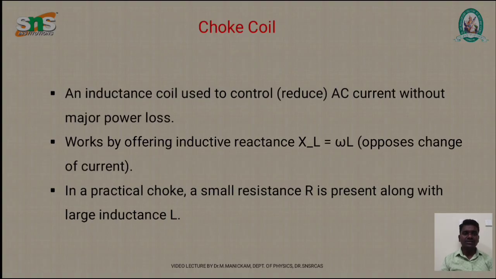A choke coil is an inductance coil which is used to control or reduce the AC current without major power loss. This is the main advantage. It works by offering inductive reactance XL, equal to omega L, which opposes the change of current. This is the working principle of the choke coil. In a practical choke, a small resistance R is present along with the large inductance L. The shape of the choke coil is a large number of turns of wire wound in a coil.